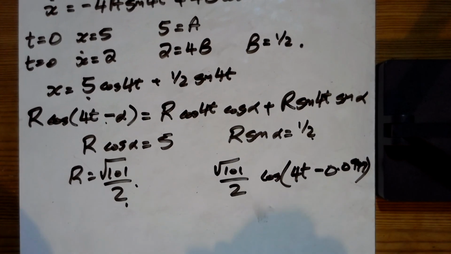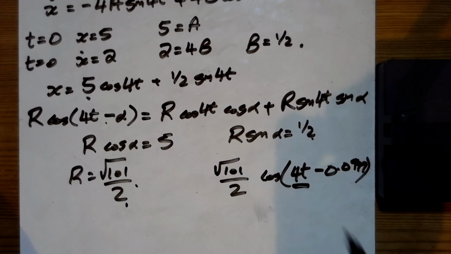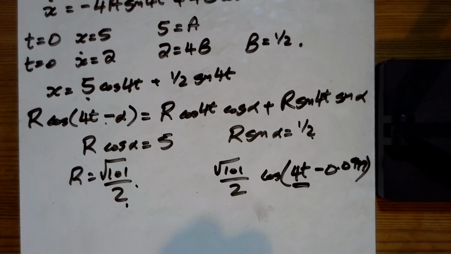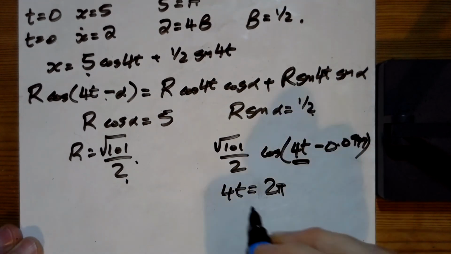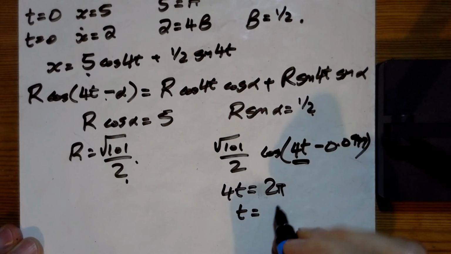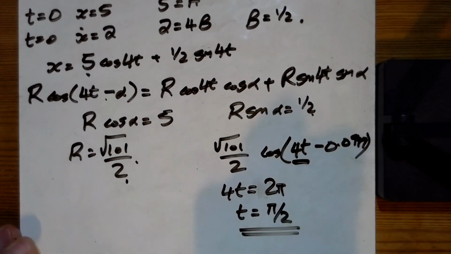Oh, and the other thing it's asked for is the period, isn't it? So look, we've got a 4t here. So how long does a 4t take to go back and forth? It's doing 4t in 2 pi. So the time is equal to pi over 2, the time taken to go through one oscillation of the motion.